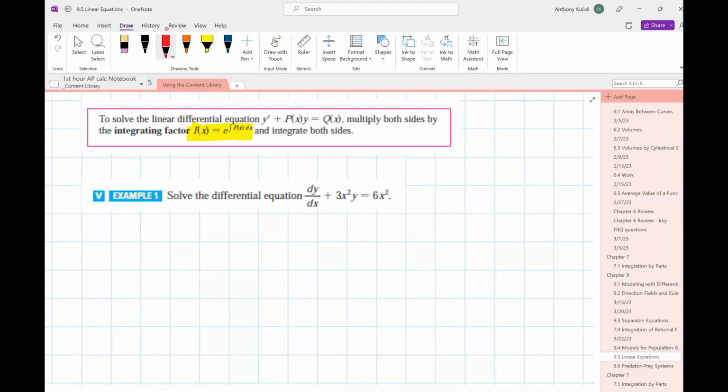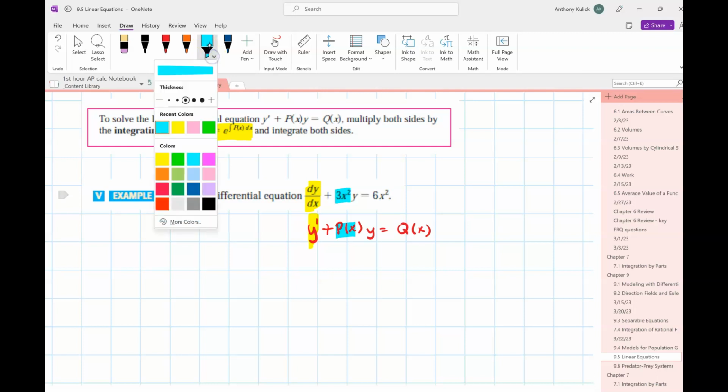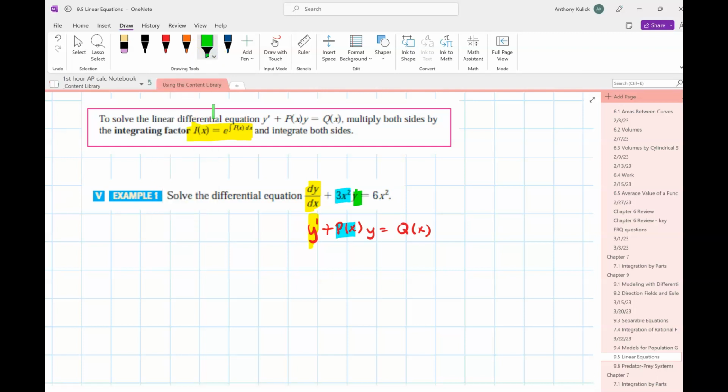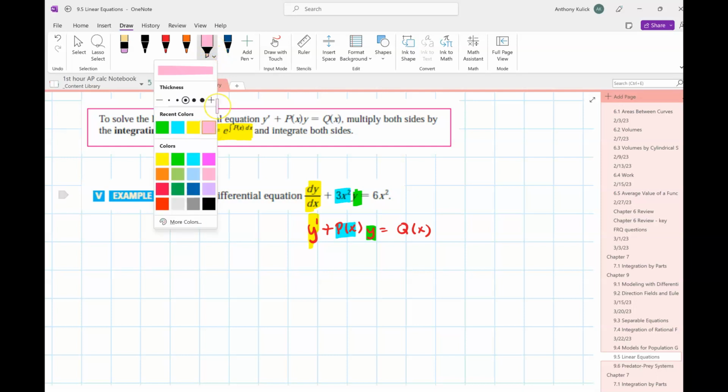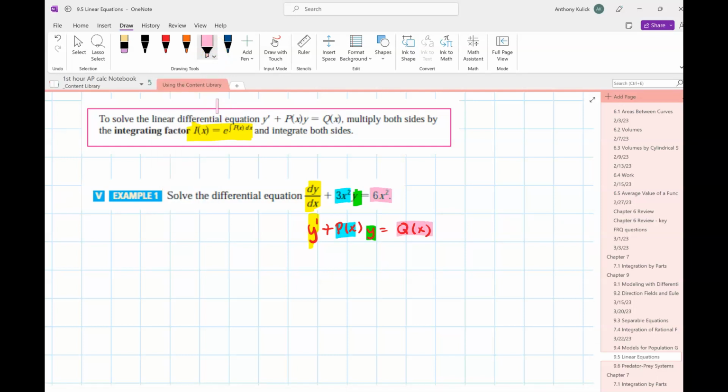So if I look at this, this is already in the linear form. Where I have y prime plus a function of x times y equals some other function of x. Everybody agree that it's in the form that we need it to be in?